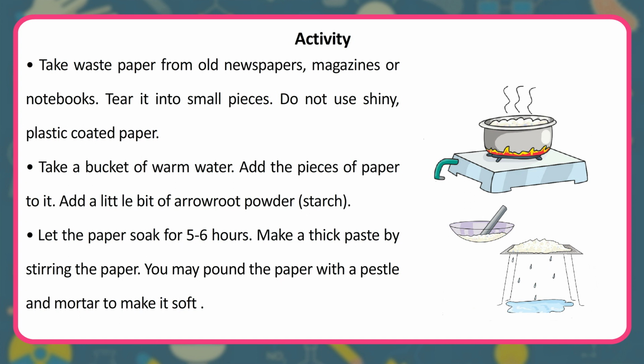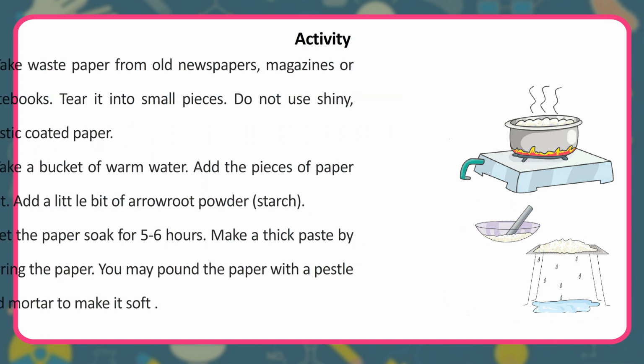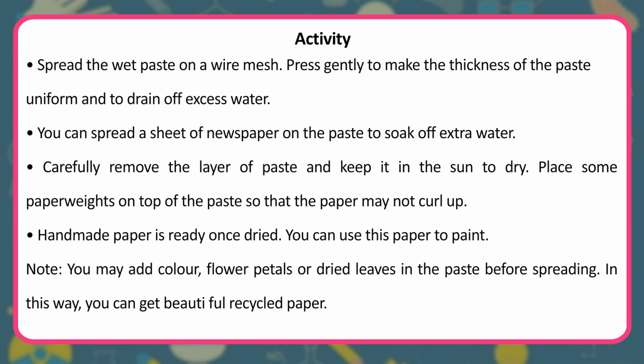Make a thick paste by stirring the paper. You may pound the paper with a pestle and mortar to make it soft. Spread the wet paste on a wire mesh. Press gently to make the thickness of the paste uniform and to drain off excess water. You can spread a sheet of newspaper on the paste to soak off extra water. Carefully remove the layer of paste and keep it in the sun to dry. Place some paperweights on top of the paste so that the paper may not curl up.